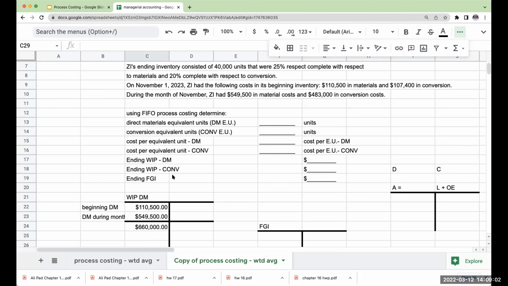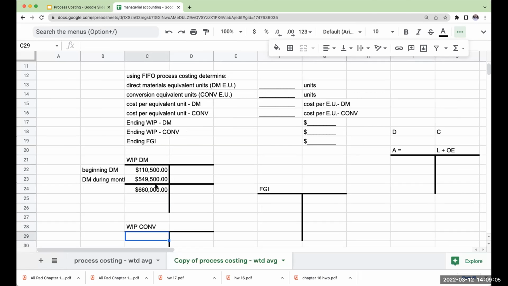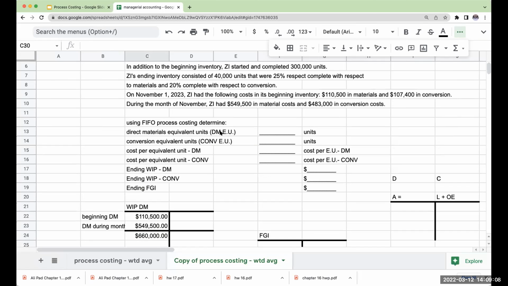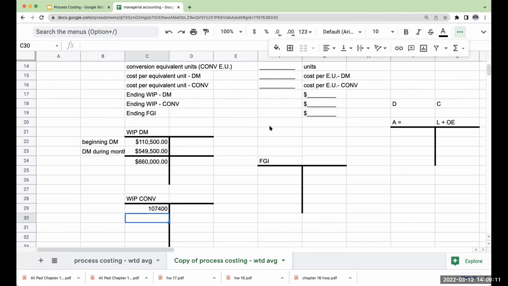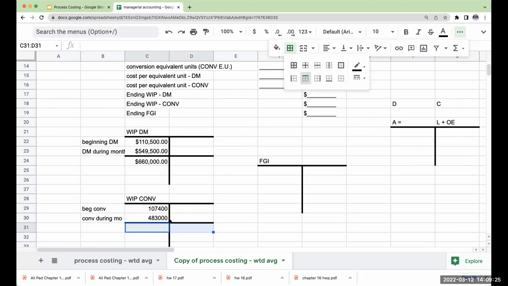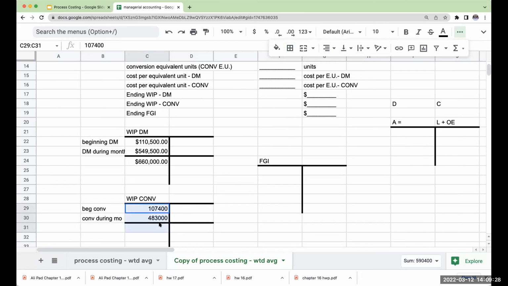Also over here for conversion, I started out with 107,400, and then I had 483,000 in conversion costs. So my beginning conversion, and then my conversion during the month. What is conversion? Conversion is my direct labor plus my factory overhead, those costs that are going through as I'm trying to convert those direct materials into finished products. FGI is finished goods inventory. WIP is work in process. So these are my costs.